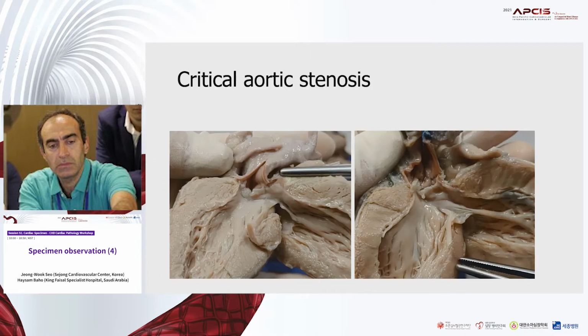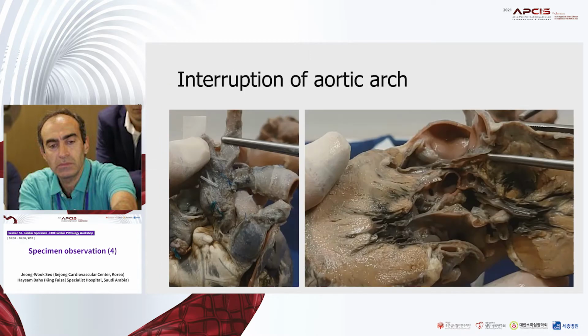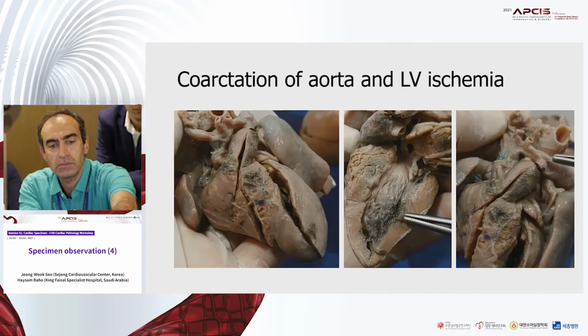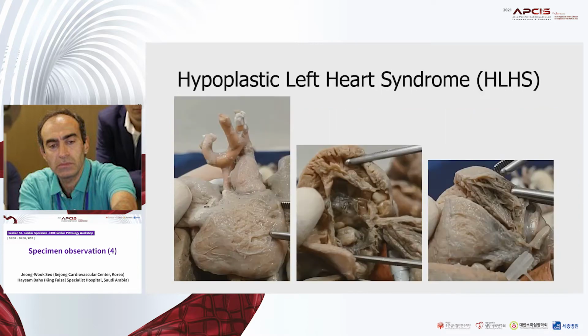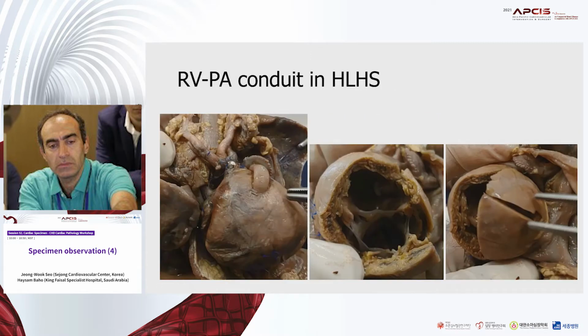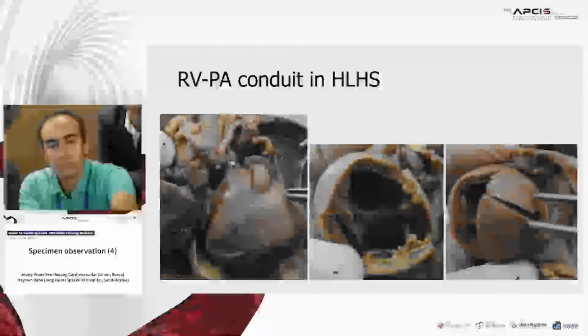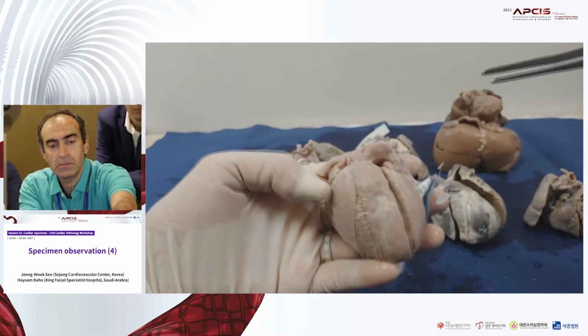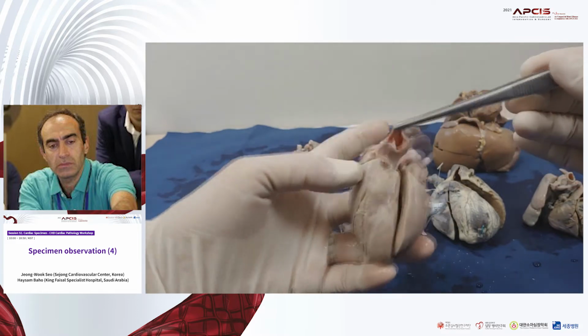We'll start with the critical aortic stenosis, then an interruption of aortic arch, followed by a specimen with coarctation of the aorta and left ventricular ischemia, and a hypoplastic left heart syndrome. And then we will show a post-operative specimen of Norwood operation and hypoplastic left heart syndrome. And finally, a right ventricle to pulmonary artery conduit in patient with hypoplastic left heart syndrome. So let's start. Okay, so let's take a look at this specimen here.